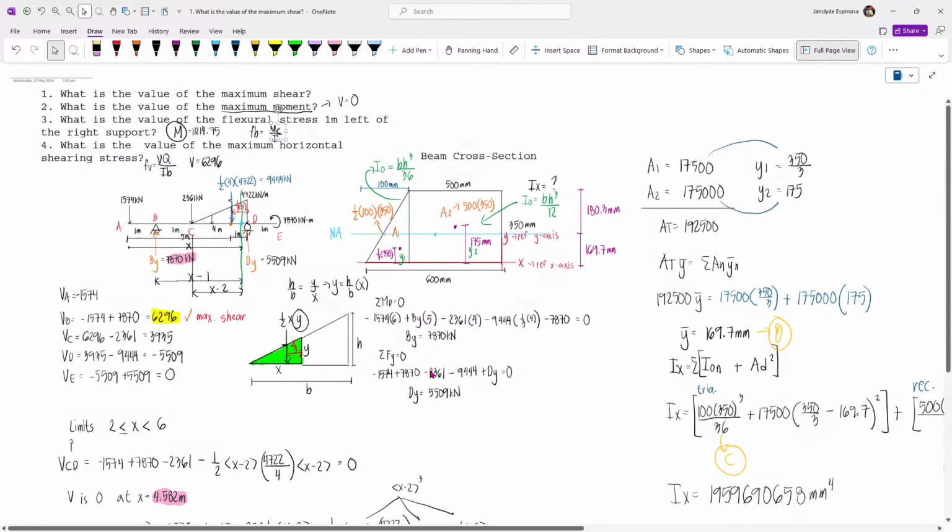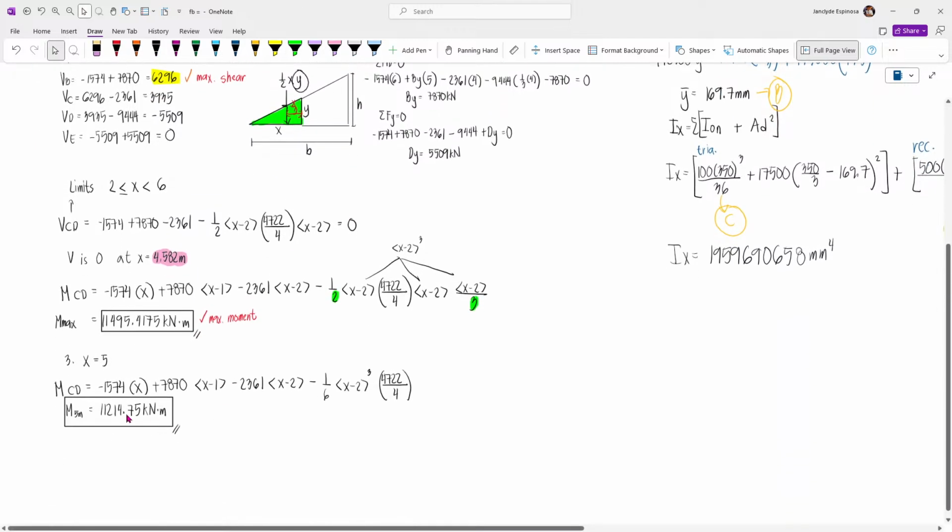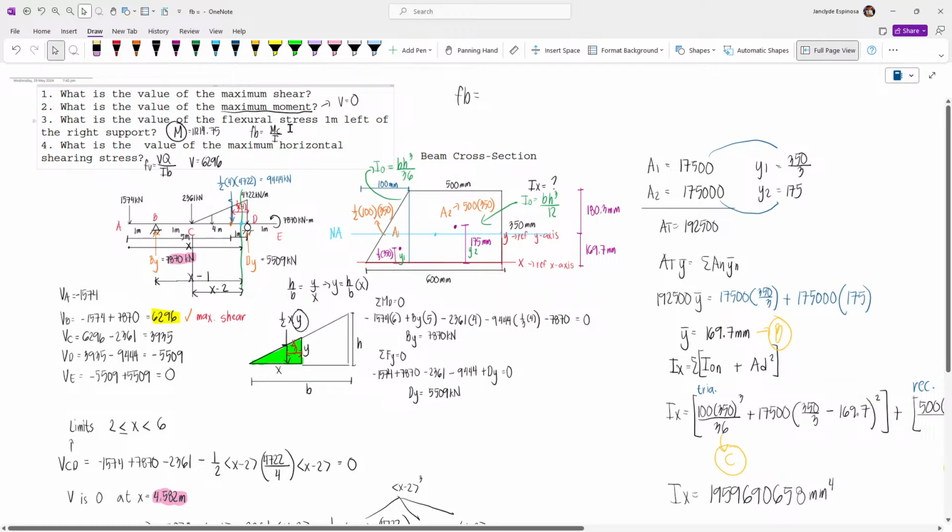So for number 3, ang atong solution is FB equals, kabaw na ta sa M, 11 to 14. Ako lang po ipakita ninyo ang checking. Okay, kung man you know, 1 meter left of the right support. Right support, move ta og 1 meter. So that's 5 meters from the left end. So, ako i-move niya. 5. So, exact, no?